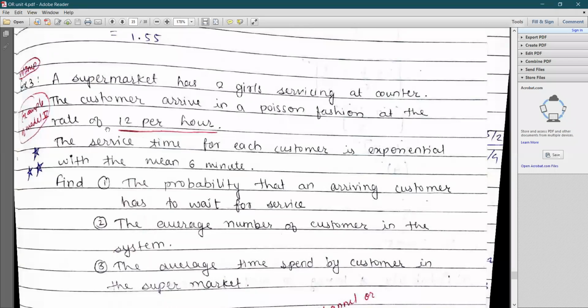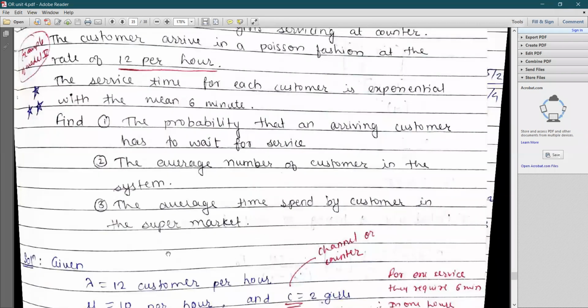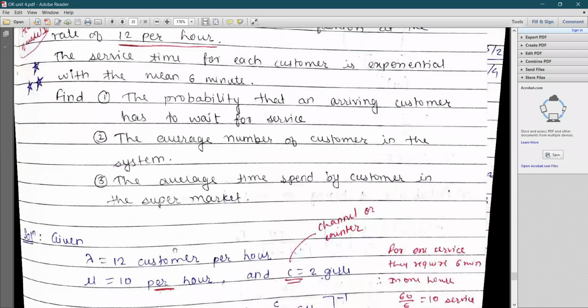Important है. A supermarket has 2 girls servicing at counter. 2 girls सर्विस दे रही हैं काउंटर पर. The customers arrive in the Poisson fashion at the rate of 12 per hour. The service time for each customer is exponential with the mean 6 minutes. सर्विस रेट ये है मिनट में, और कस्टमर का अराइव रेट है 12 पर आवर्स, और आपको फाइंड करना है प्रोबेबिलिटी दैट एन अराइविंग कस्टमर हैज टू वेट फॉर सर्विस, एवरेज नंबर ऑफ कस्टमर इन द सिस्टम, एंड थर्ड है एवरेज टाइम स्पेंड बाय कस्टमर इन सुपरमार्केट.